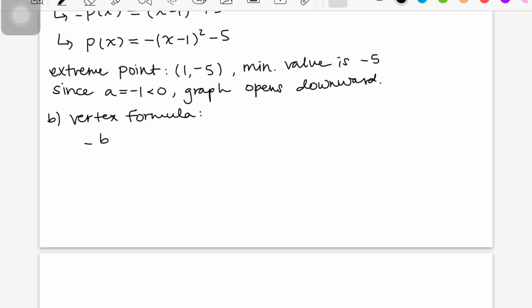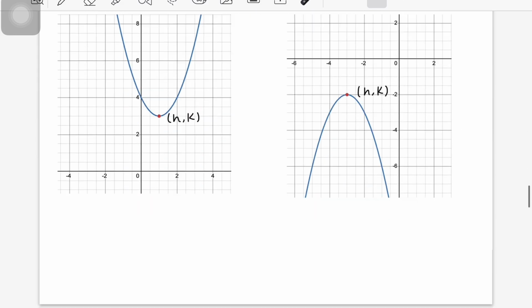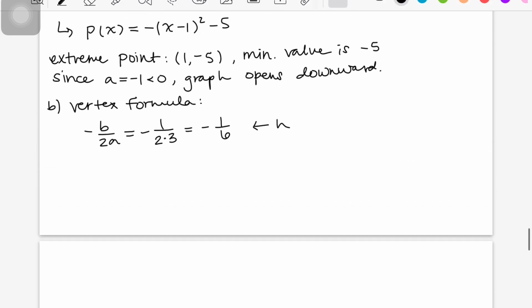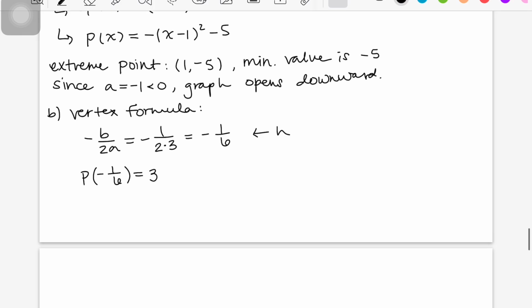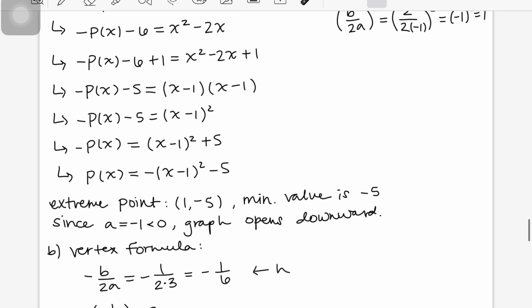So in this case, minus b over 2a is going to be -1 over 2 times 3. Okay. So we get -1 over 6. So this is our h value for our vertex. And then remember, we're going to find our k value by evaluating our function at our h value. So plugging h into our function, we're going to plug in -1 over 6 wherever we see an x.